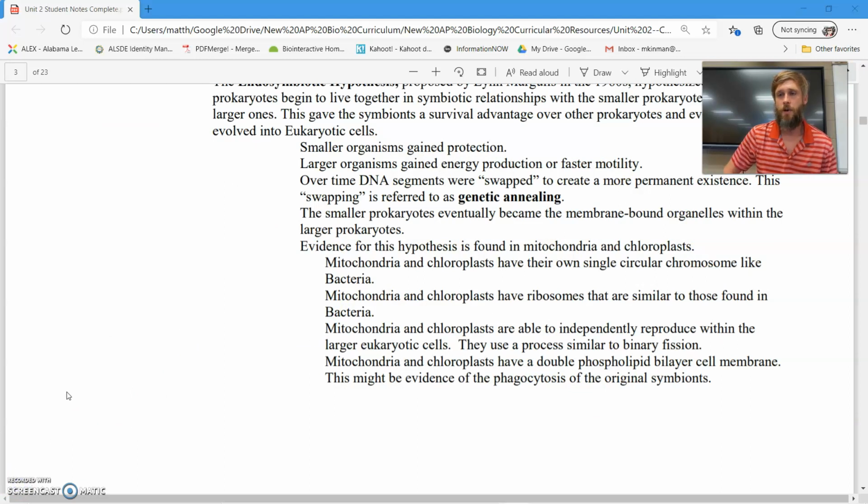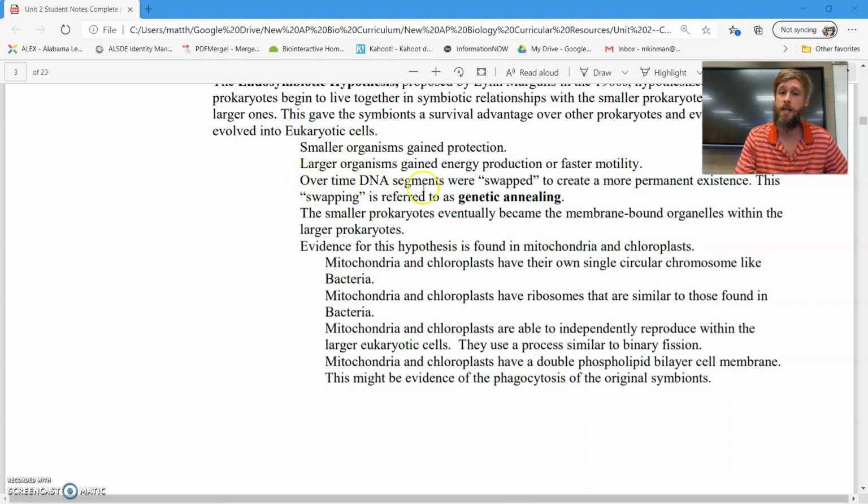So ask yourself the question, why did this happen? Why did the small ones start to live with the big ones, and the big ones allow the small ones to live inside of them? Well, as it says here in your notes, the smaller ones gained protection, the larger ones gained energy for faster motility. So overall they became a bigger system, more likely to survive, therefore pass on their genetics to create future generations that resemble them, which is what evolution really is.